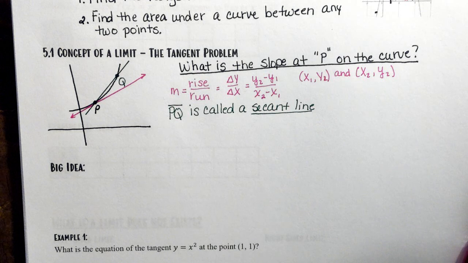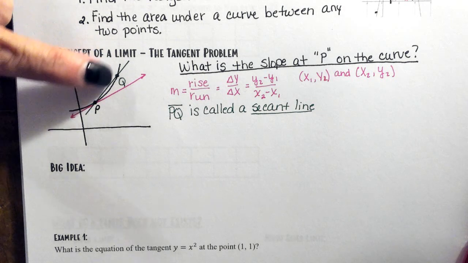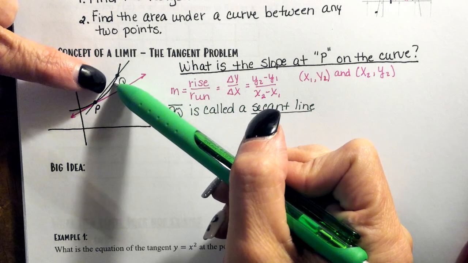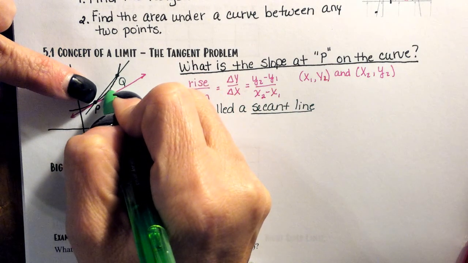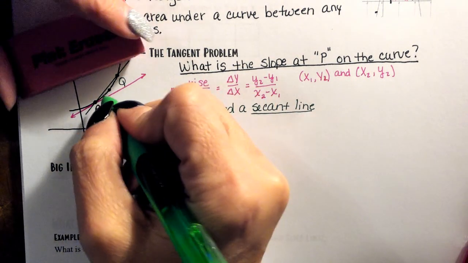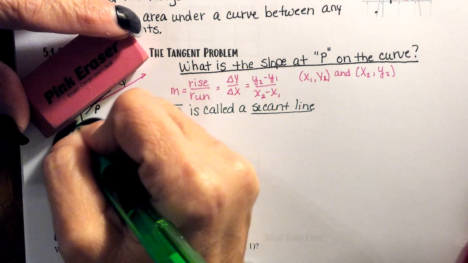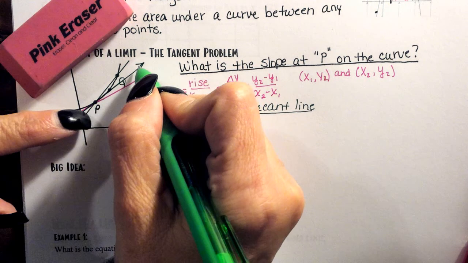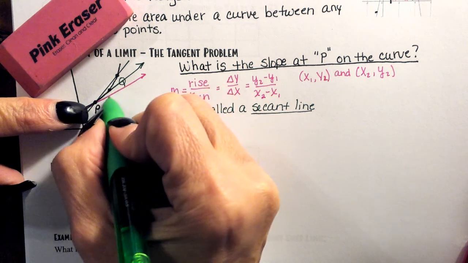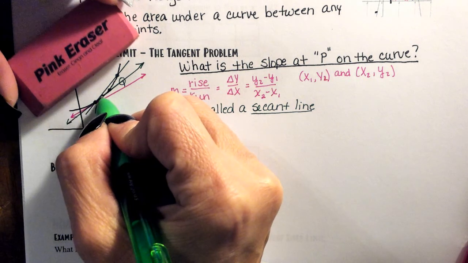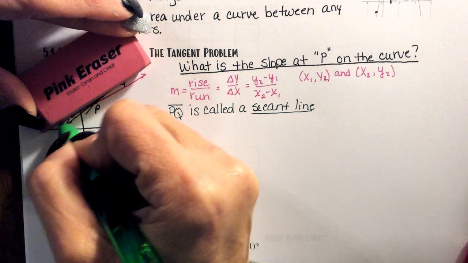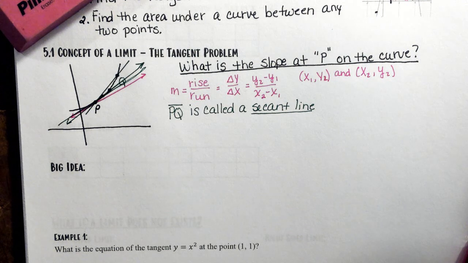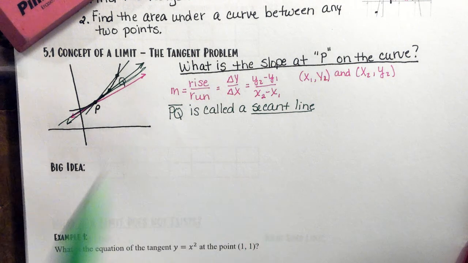So back to that question, what could I do to make this work better? Well, what if I moved Q a little bit closer? So if I moved Q down a little bit, and then I connected it here. Oh, that got a little curly there. Oh, look at that. So it moved down a little bit. What if I moved it a little closer? What if I moved it right here? And so then I went to P. And look at that. Every time I do that, it's going down a little bit. So it's getting closer and closer to my pink line, my tangent line.